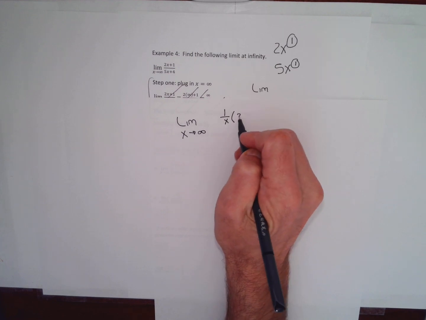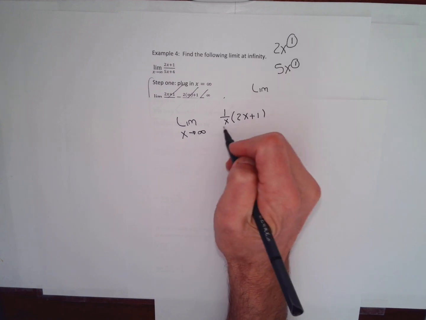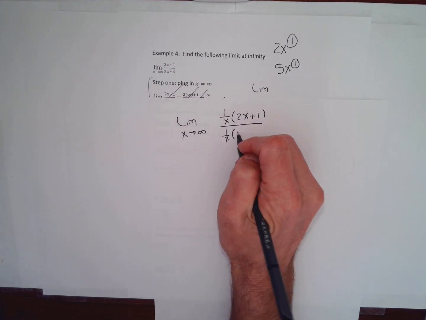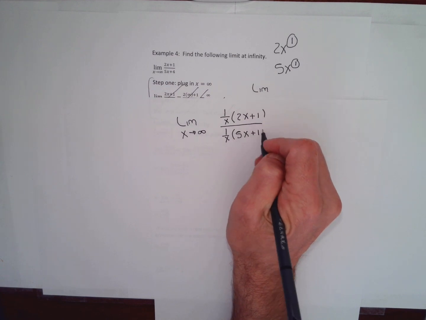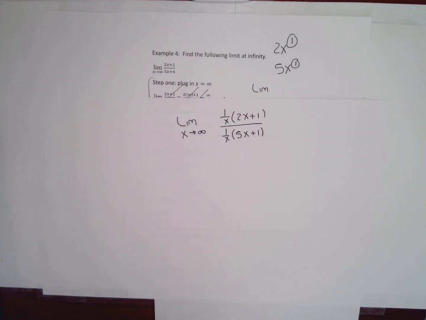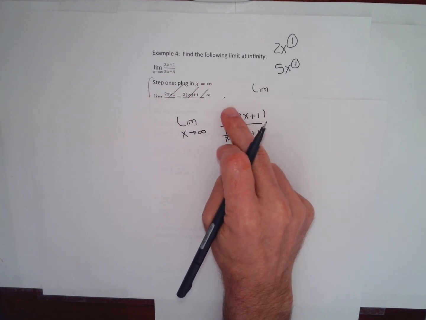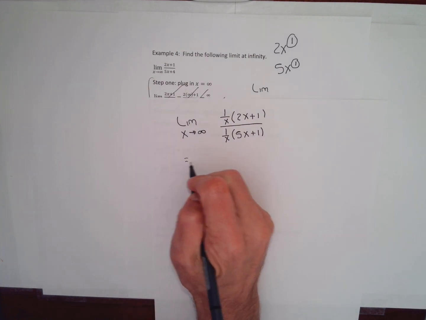What I'm going to do is multiply the entire numerator and denominator by 1 over the highest power of x that occurs in either the numerator or the denominator. In this case, the highest power of x in the numerator is x to the first. The highest power of x in the denominator was also x to the first. So I multiply the numerator and the denominator by 1 over x. I've multiplied by something that's equivalent to 1: 1 over x divided by 1 over x. Let me do this multiplication now.